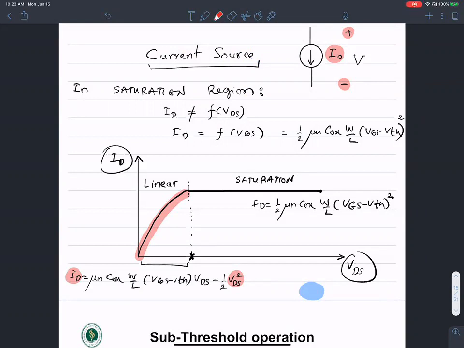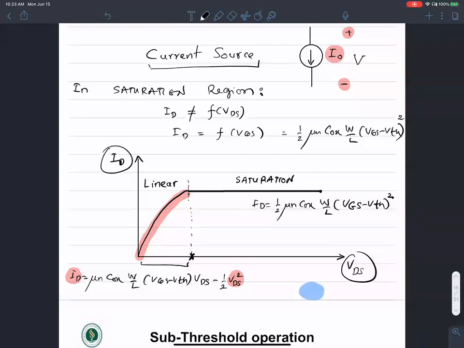So that's the idea of the transfer curve. If you were to calculate the slope of this guy, what would be the slope of this guy? Everybody with me so far? The current in saturation is constant, so it's a horizontal line that is independent of VDS.